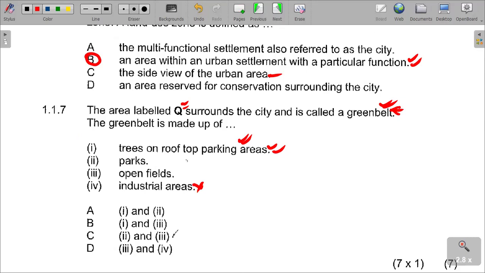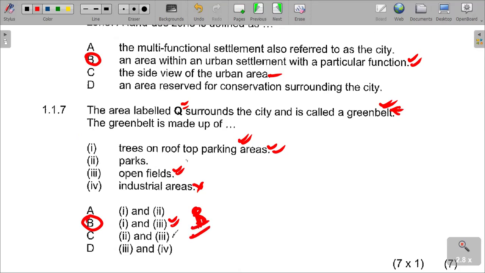And then we can also have open fields that can also be there, which makes it to be saying it is what? It is B. B can be the right answer.